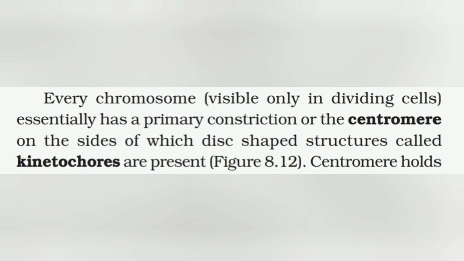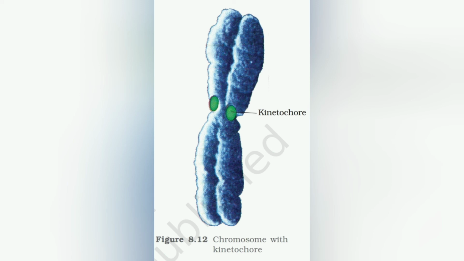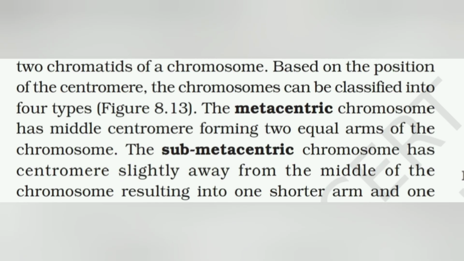Every chromosome essentially has a primary constriction called the centromere, on the sides of which disc-shaped structures called kinetochores are present. This means the chromosome is constricted in the middle, and that constricted structure is called the centromere, on both sides of which are plate-like, disc-like structures called kinetochores. Let me show you the chromosome. Here is the chromosome, which is constricted in the middle, and then a green colour disc is shown, that is the kinetochore. Centromere holds two chromatids of a chromosome.